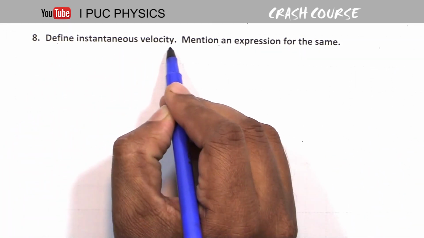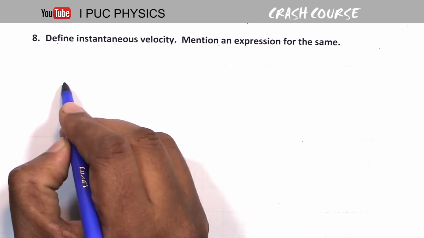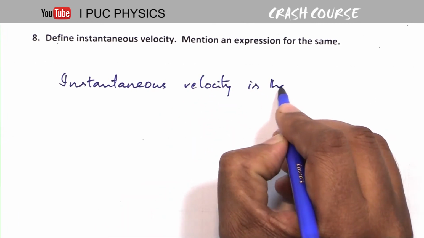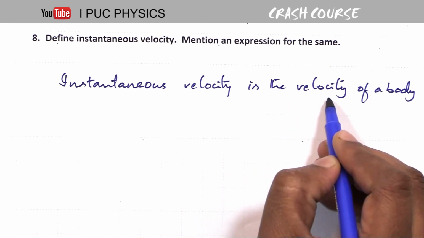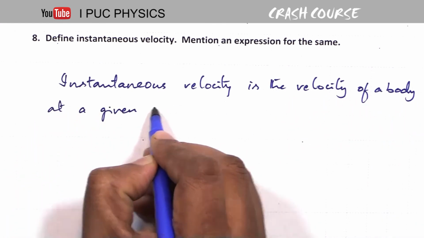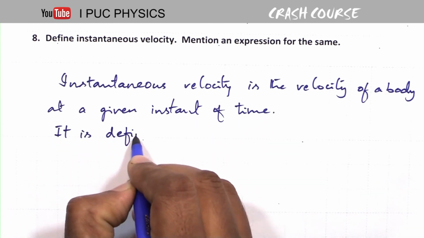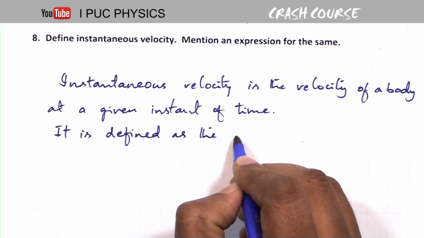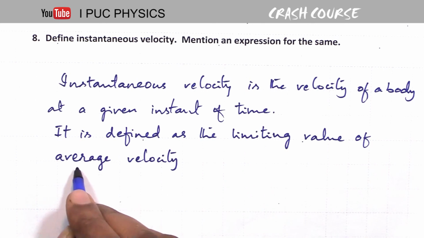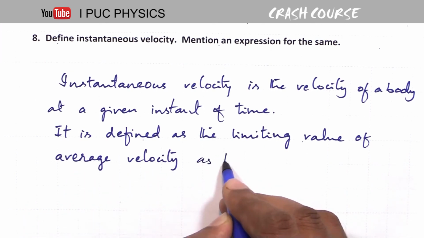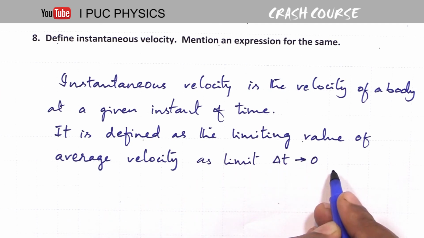Define instantaneous velocity. Mention an expression for the same. Instantaneous velocity is the velocity of a body at a given instant of time. It is defined as the limiting value of average velocity as delta t tends to 0.